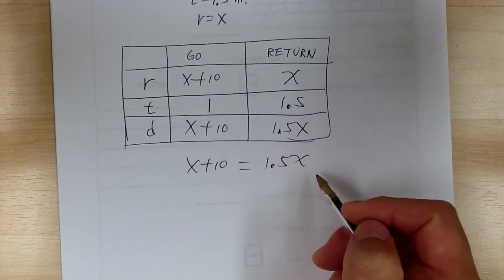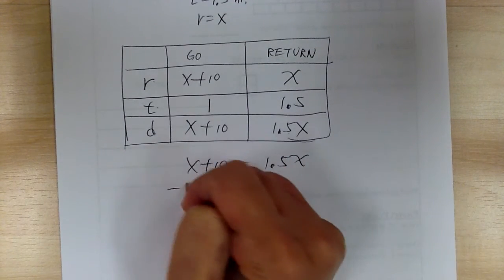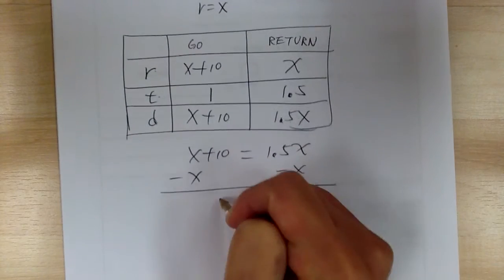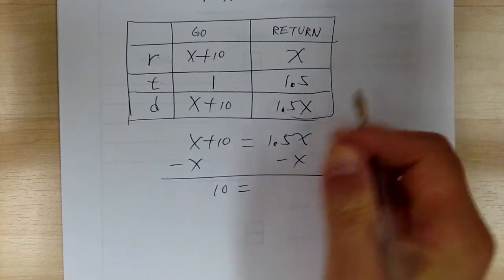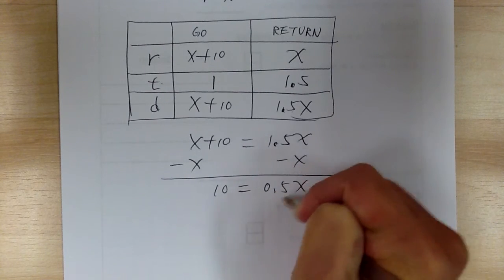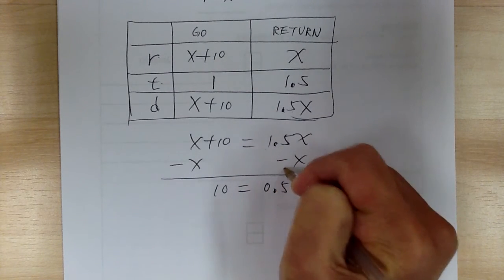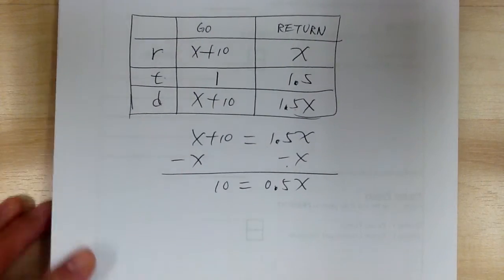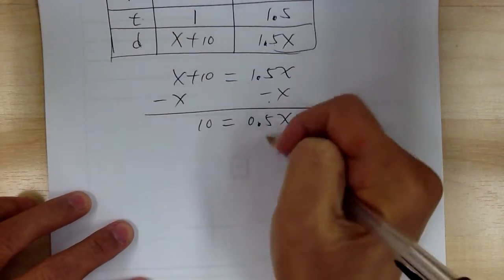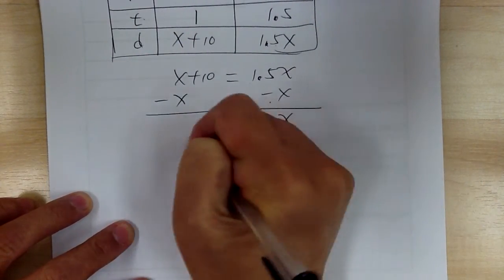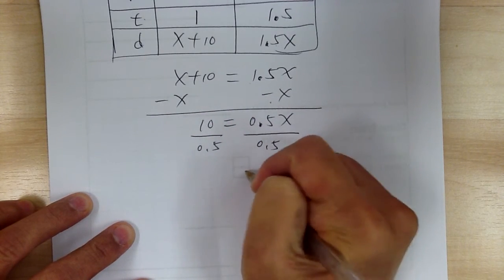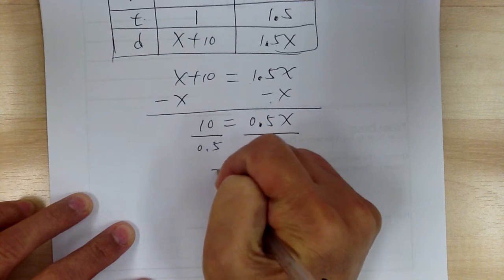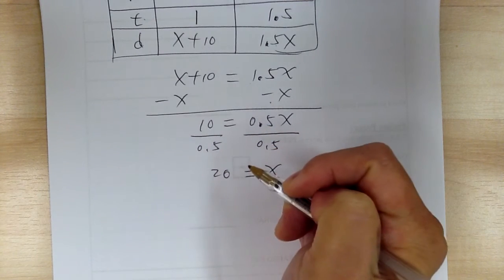So now you go and solve, right? So minus x on both sides. So you're going to get 10 equal to, now 1.5x minus 1x will give you 0.5x. Right? 1.5 minus 1 gives you 0.5x. So you need to know how to subtract. Then you divide by 0.5, divide by 0.5. So x would be equal to 20. Okay? Now don't box that yet.